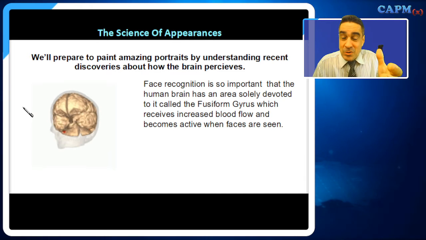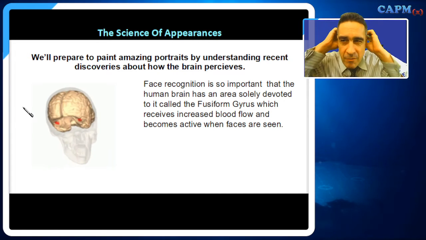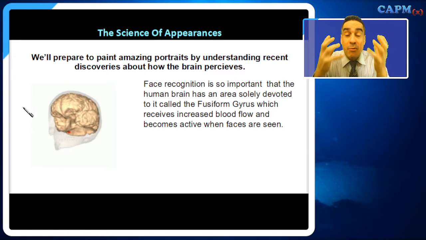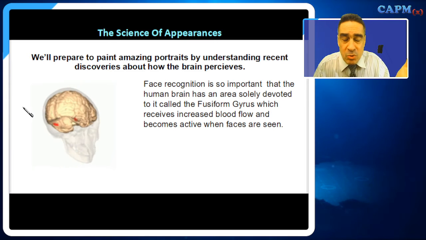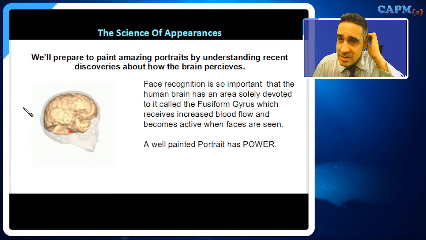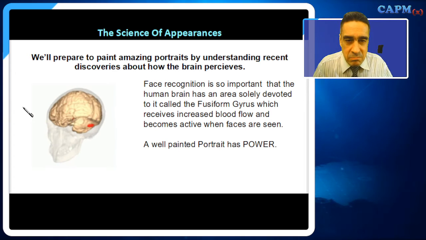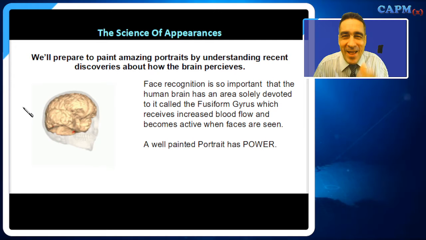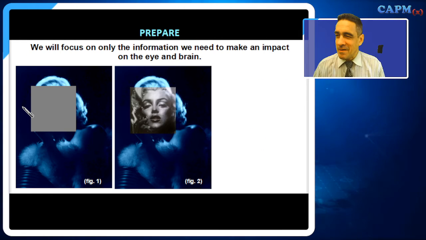And so this part of your brain, the fusiform gyrus, receives increased blood flow. So every time you look at a face, your brain literally lights up. All right? And this is like a 2011 discovery. So by definition, a well-painted portrait has power. It's a scientific fact.